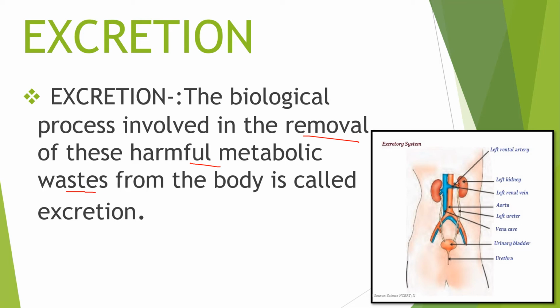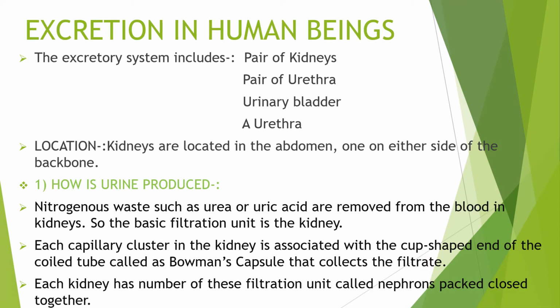Now there are different parts which are involved in the process of excretion. The excretory system includes a pair of kidneys, a pair of ureters, urinary bladder, and the urethra. These are all involved in the process of excretion. Basically here it is a pair of ureters, not the urethra. That was a mistake. So: a pair of kidneys, a pair of ureters, urinary bladder, and a urethra.